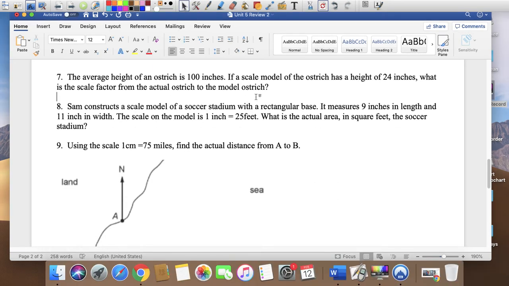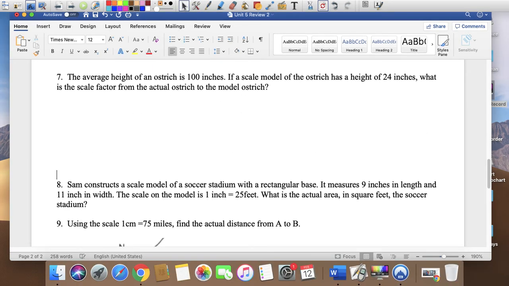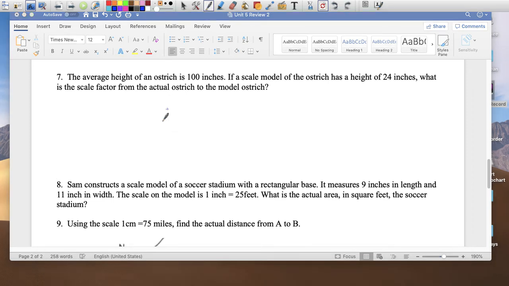All right, 2 more questions. The average height of an ostrich. You know, an ostrich is that bird. 100, right? So 100 inches. And then there is a model ostrich.